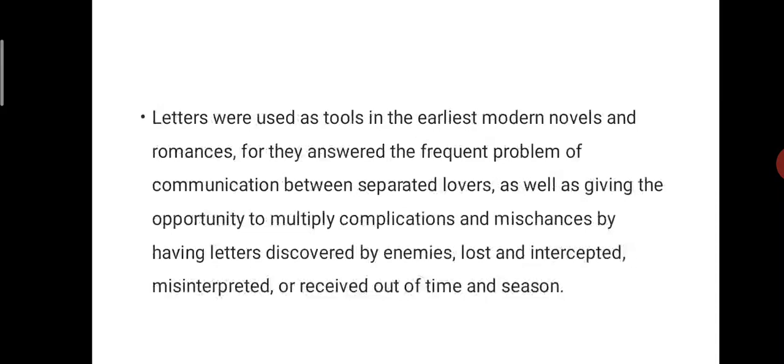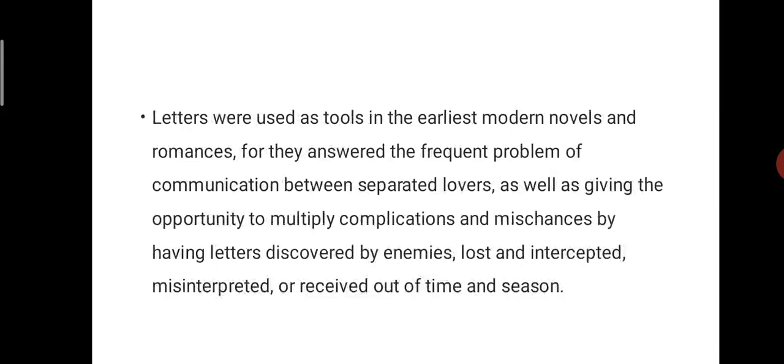Letters were used as tools in the earliest modern novels and romances, for they answered the frequent problem of communication between separated lovers. See what kind of subjects are used in the epistolary novel, as well as giving the opportunity to multiply complications and mischances by having letters discovered by enemies, lost and intercepted, misinterpreted, or received out of time and season.